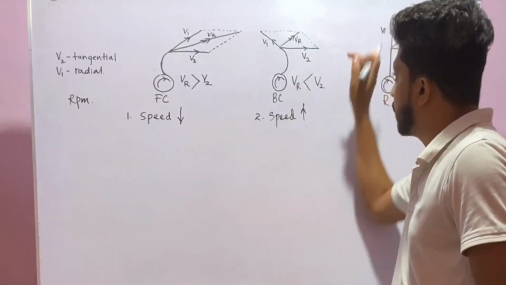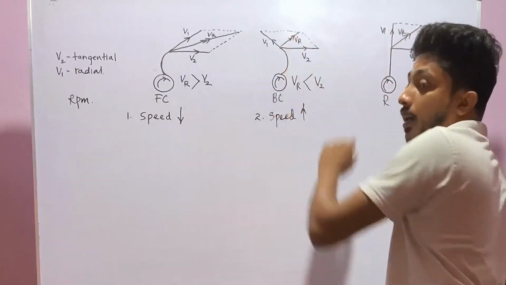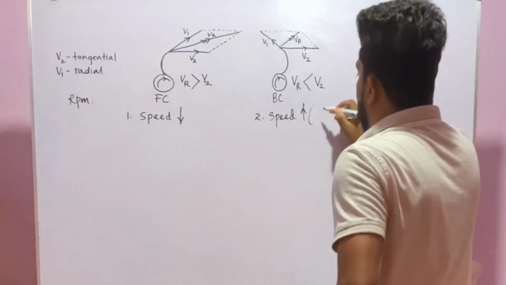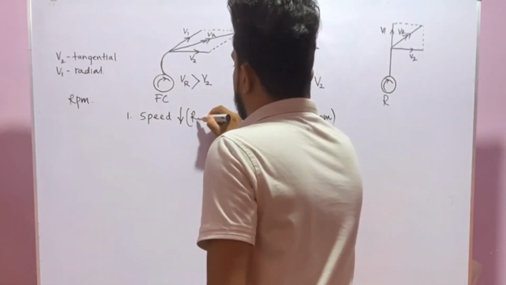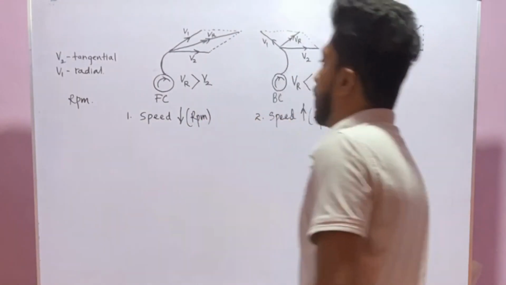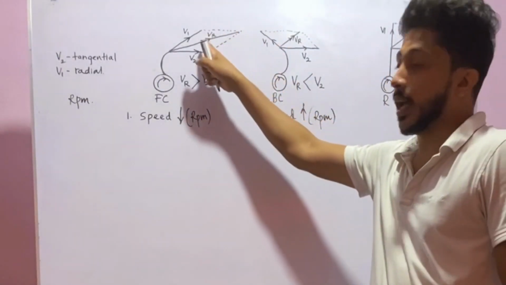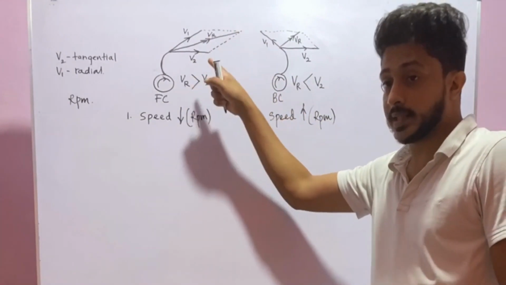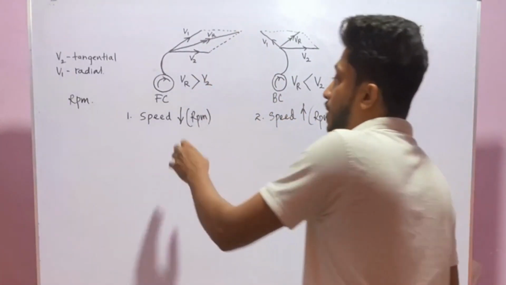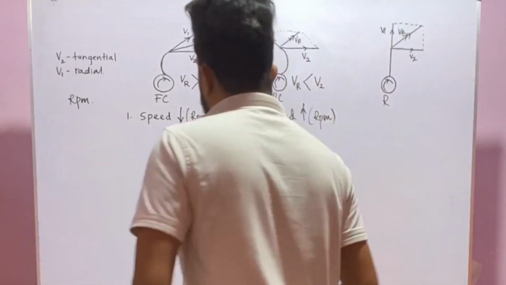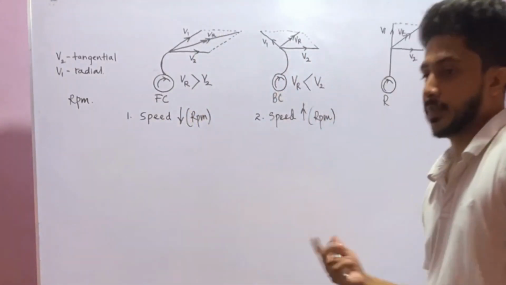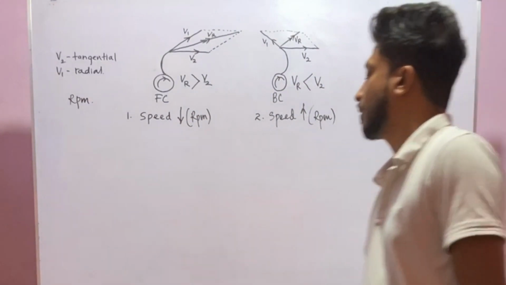So this speed means not the velocity of the air particles. This means fan speed, RPM. Already this air particle has a greater velocity than the fan speed. Because of that, we don't need to speed up the fan. That is why they work in lower speed. Okay.